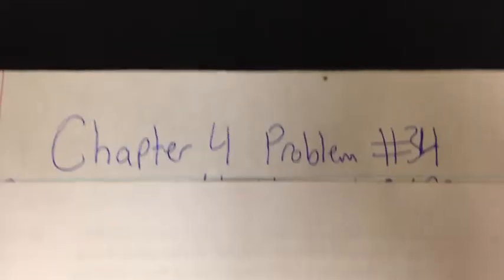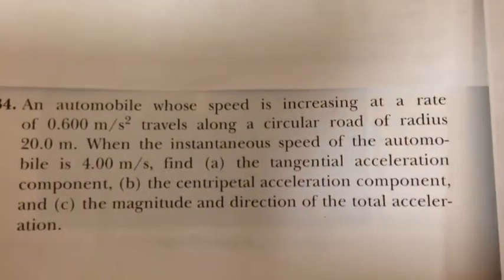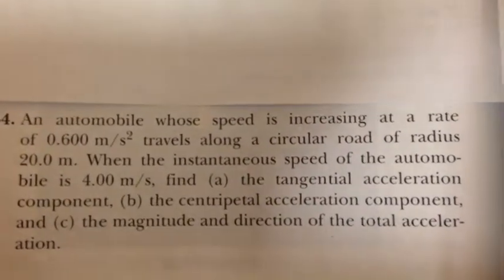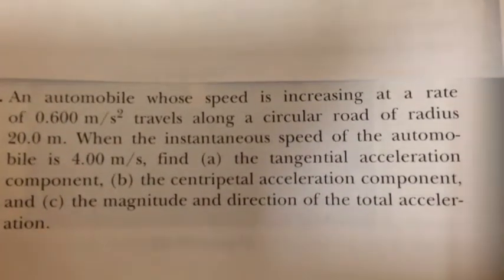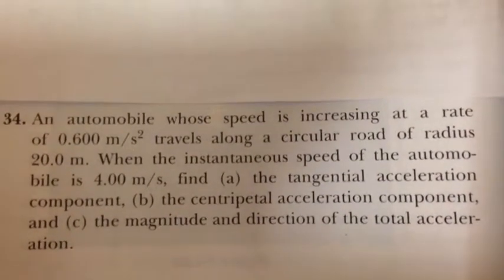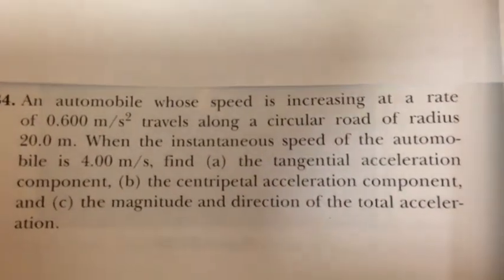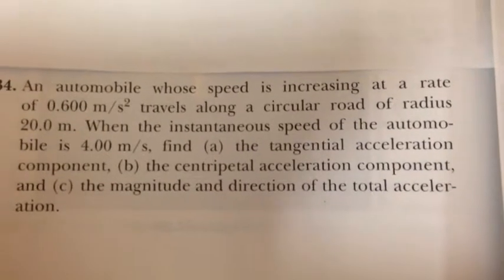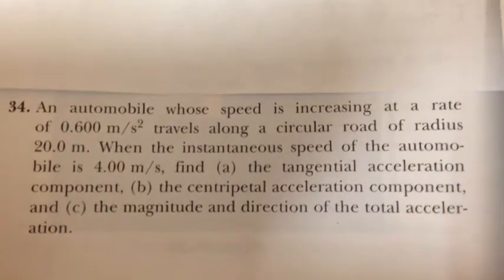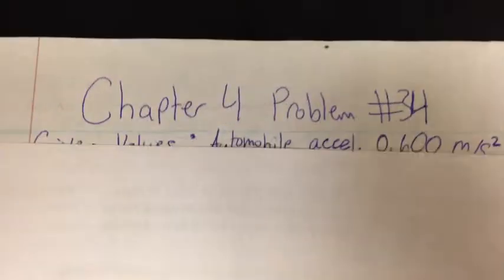Chapter 4, Problem 34. An automobile whose speed is increasing at a rate of 0.600 meters per second squared travels along a circular road of radius 20.0 meters. When the instantaneous speed of the automobile is 4.00 meters per second, find A, the tangential acceleration component, B, the centripetal acceleration component, and C, the magnitude and direction of the total acceleration.